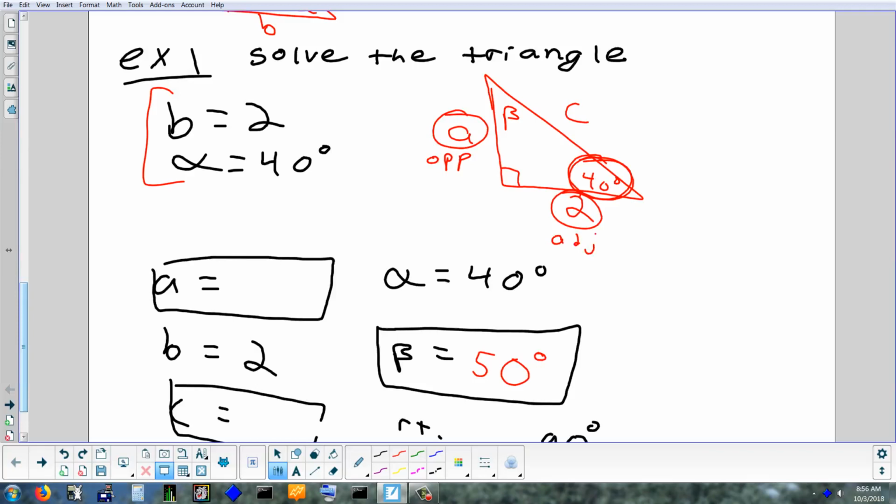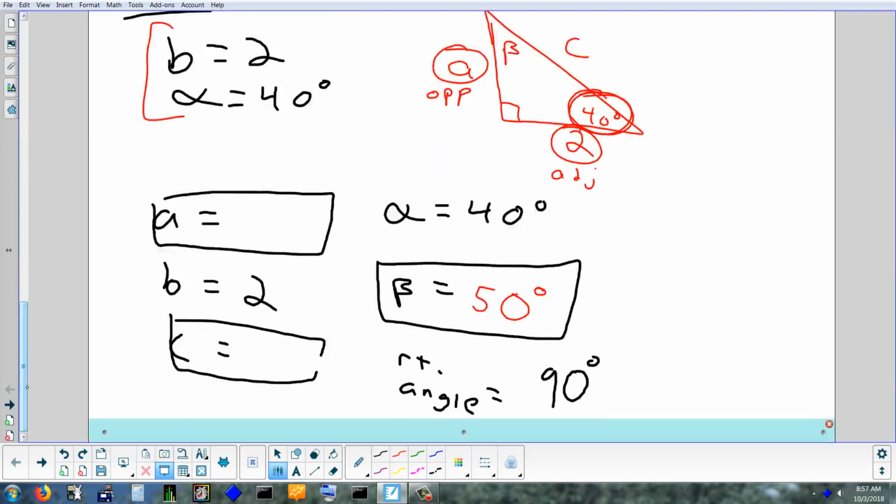Every problem we do today is going to involve either sine, cosine, or tangent. You are not using secant, cosecant, or cotangent for anything. So we have to figure out, is this a sine, a cosine, or a tangent problem? Well, we want to know the opposite. We already know the adjacent. So which trig function has opposite and adjacent in it? Tangent. So this is a tangent problem.